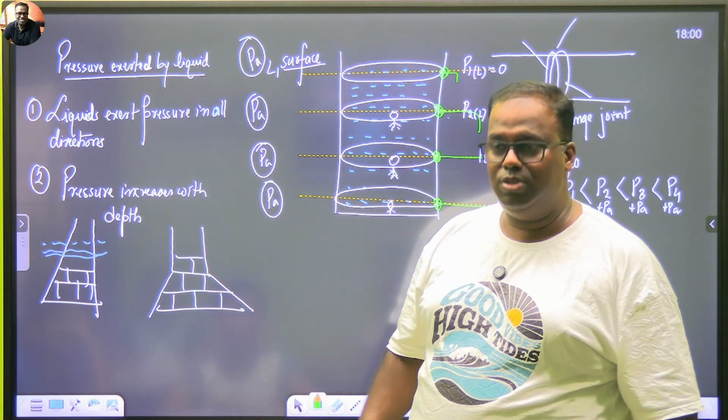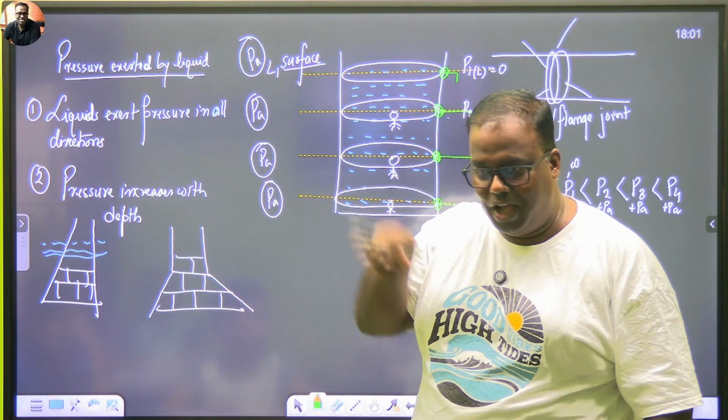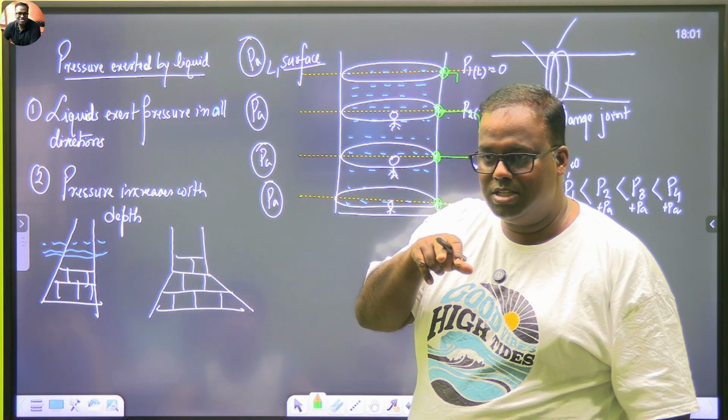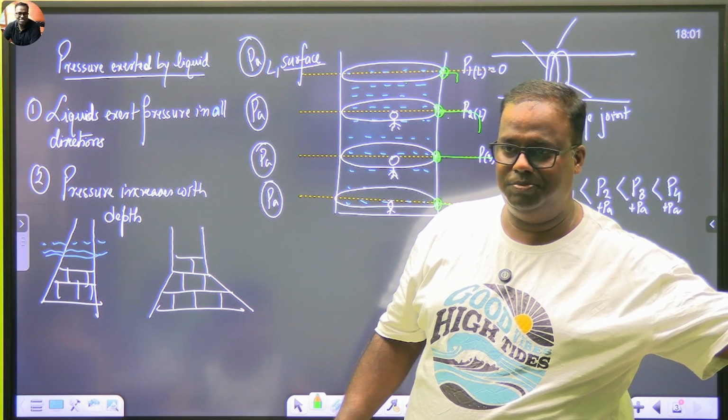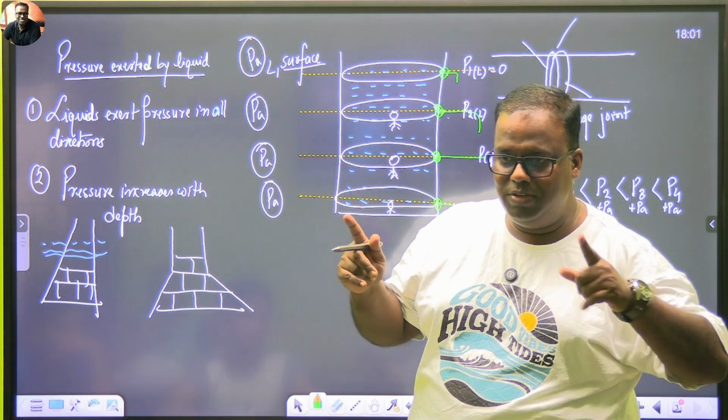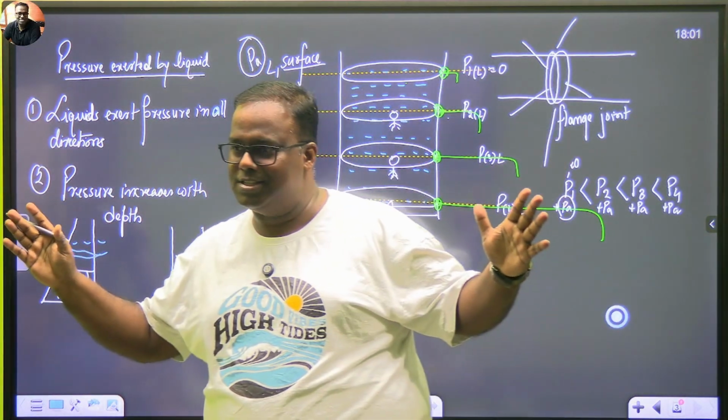Do you know the thickness of their viewing window, the glass? You know what the thickness is? 40 inches. This is a 12-inch scale. This scale is 12 inches. 40 inches is the thickness.